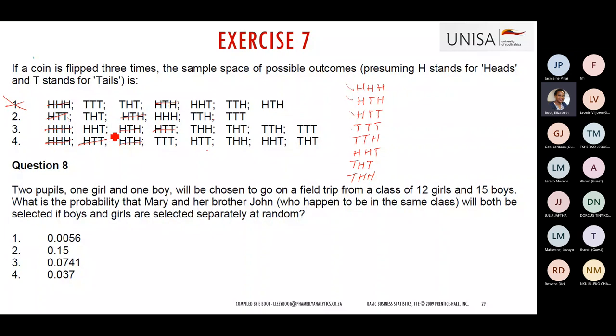Tail, tail, tail. Okay, the tail, tail, head: TTH. This one doesn't have TTH, right? Doesn't have tail, tail, head, so it's out. Head, tail, tail. So we are left with only two of them. Head, tail, this one doesn't have it, so therefore option three will be the correct one.